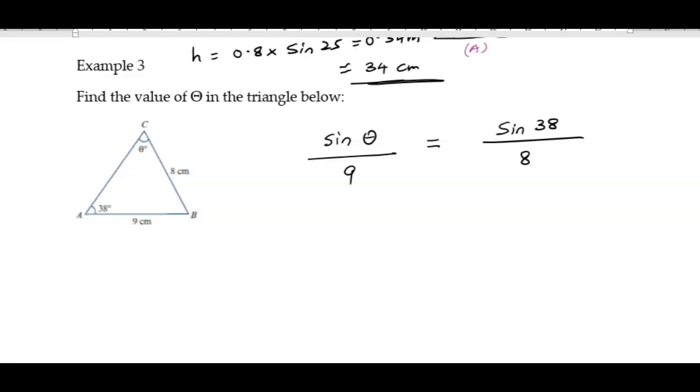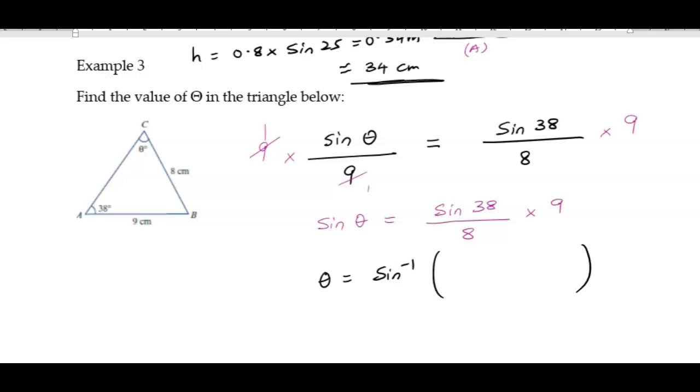So the first step for solving for sine theta is I'm going to get rid of this 9 by multiplying both sides by 9. If I multiply both sides by 9, 9 goes into itself once. I'm left with sine theta equals sine 38 over 8 times 9. And remember when we dealt with the right angle triangles and we tried to solve for the angle size, the way we work it out is basically sine inverse of the answer that we get in the previous step.